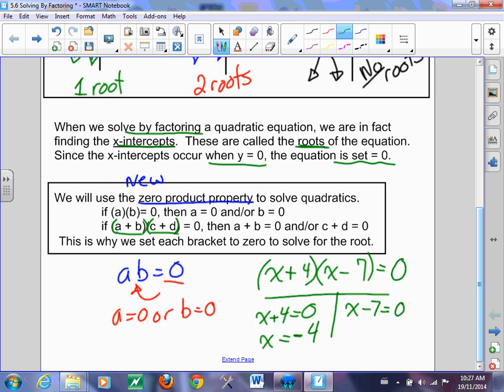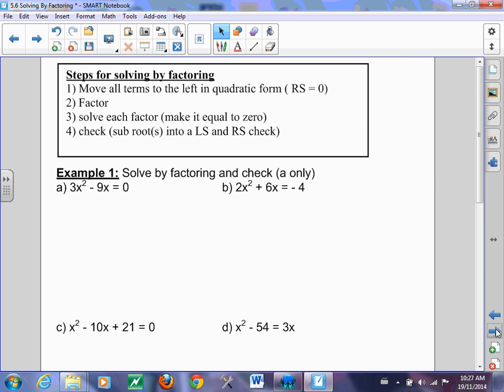You take the negative 7, you bring it over, becomes positive. All right, so let's try some examples. And here are our steps. Step number 1, move all terms to the left side and get the right side equal to 0. We need to do that.